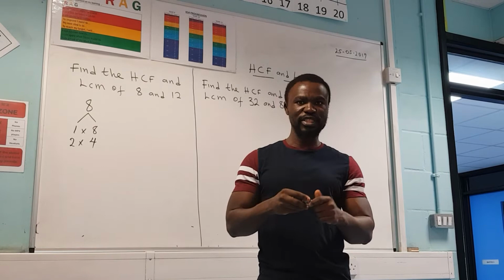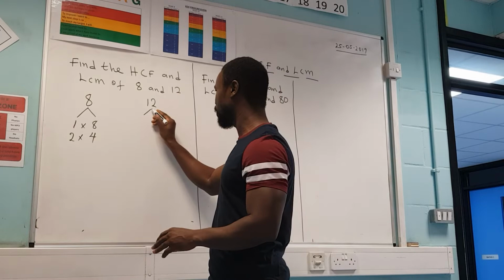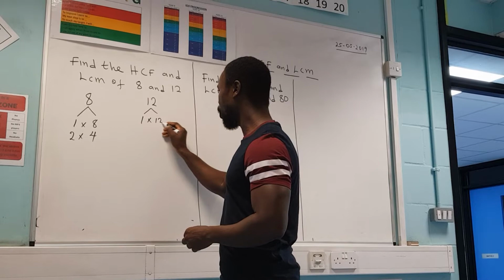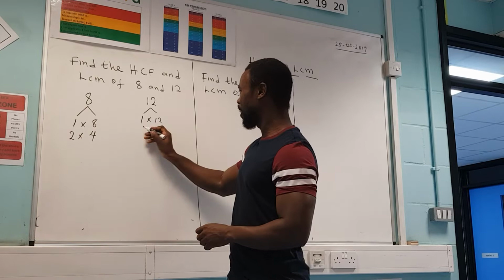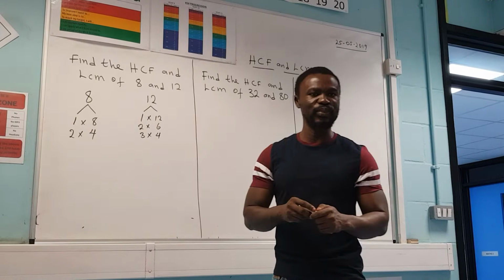According to my times table, there are no other numbers that I can multiply to give me 8. Now let's look at our 12. Write down all two numbers that multiply to give you 12. The reason we write two numbers is because factors come in pairs. So in this case, I know 1 times 12. Always remember to write 1 and the number. That is the key point here. Another pair could be 2 times 6, and then another pair can be 3 times 4.